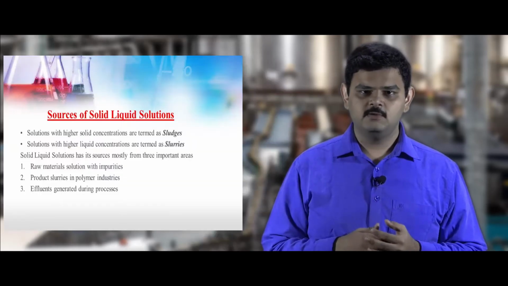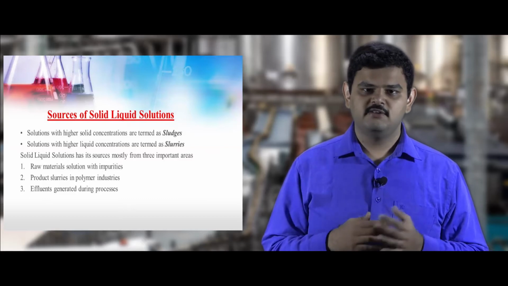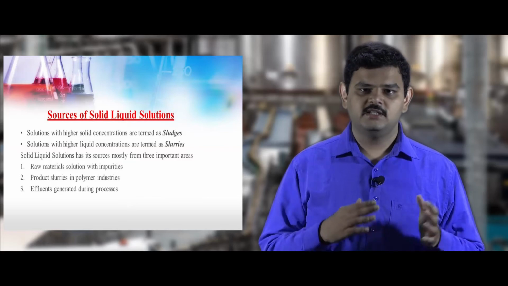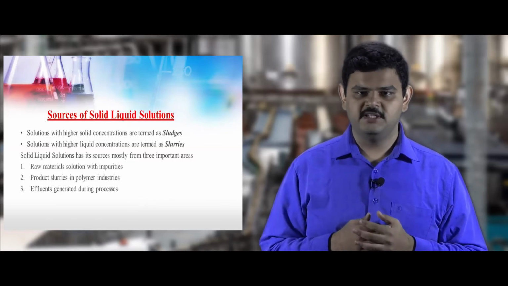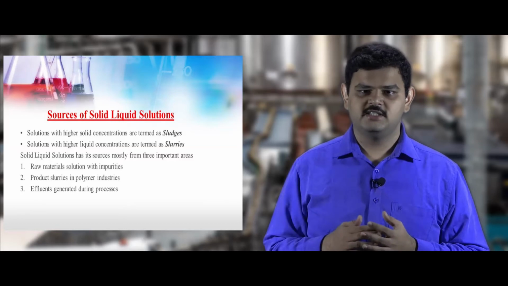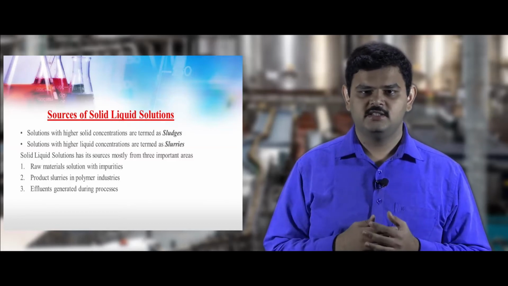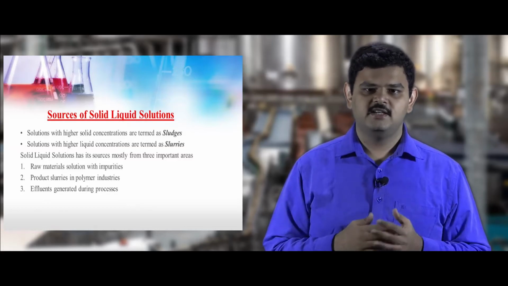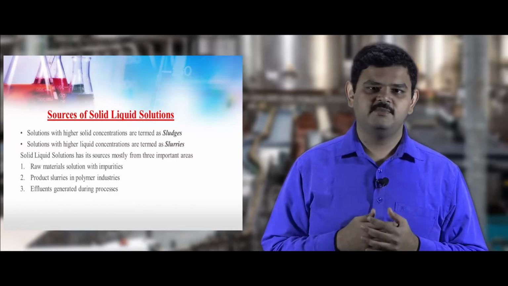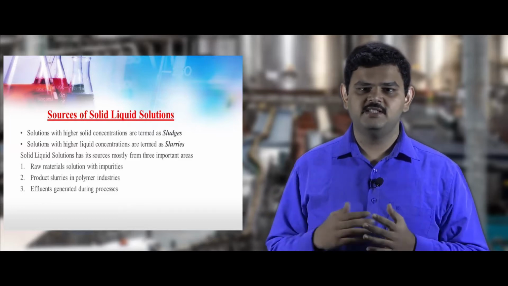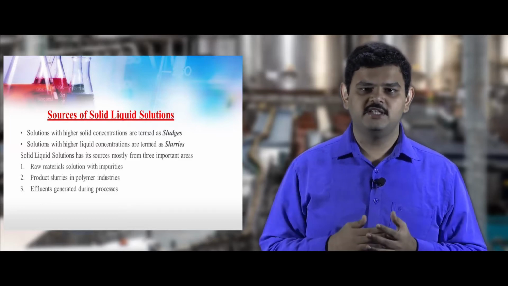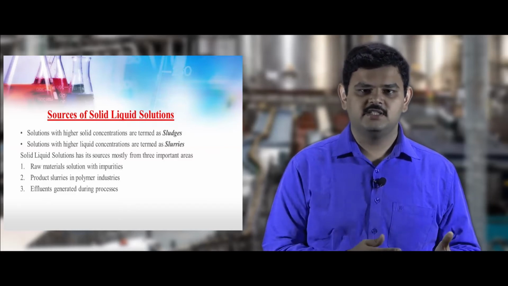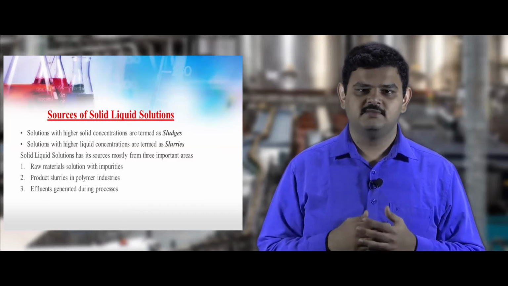First of all, we need to know what solid-liquid mixtures are and where they come from. Solid-liquid mixtures are nothing but solid concentrations in a liquid medium. Whenever the solid concentrations are higher, we call it sludge. Whenever the liquid concentrations are higher, we call it slurry. Slurries come from three different places. The first one is raw material slurries, where solid impurities will be present. The second one is product slurries, and the third one is the effluents generated from the process.